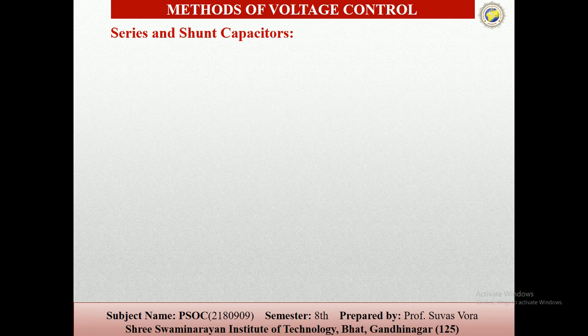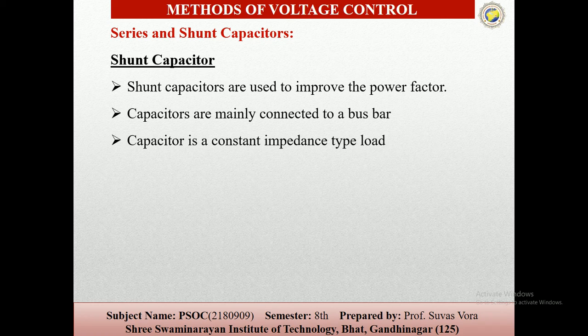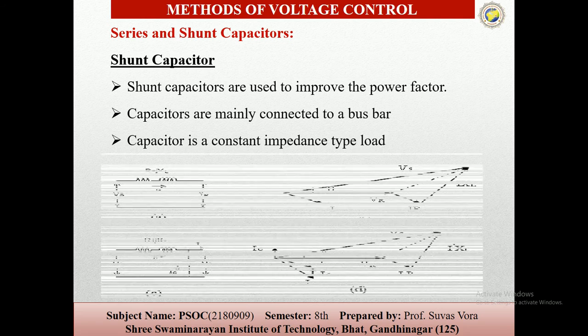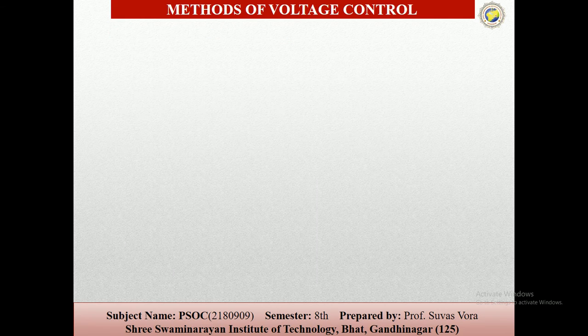Then series and shunt capacitors. As we know, shunt capacitors are used to improve the power factor, and the capacitors are mainly connected to the bus bar system. This capacitor is a constant impedance type of load. You can see here the phasor diagrams.